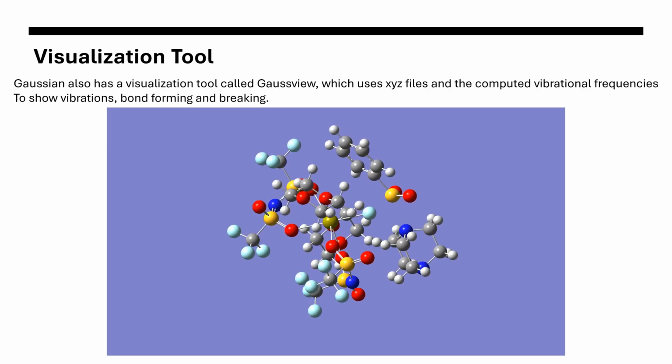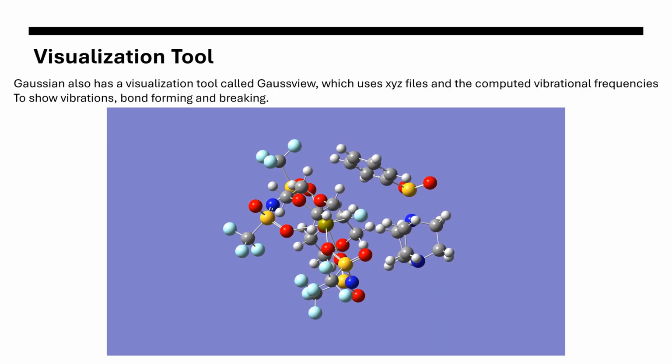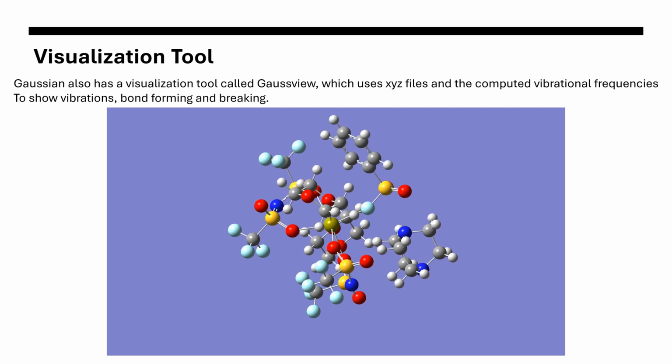Then Gaussian also has a visualization tool called GaussView, which, as you can see there, you could see it was moving in the direction of the bonds breaking and forming. So this is called GaussView, and it uses the XYZ files to show the vibrations of the molecules. So you can basically visualize how a transition state is occurring, how the bonds are breaking, how they're forming, which gives more insight into how we can expect the reaction mechanism to work.